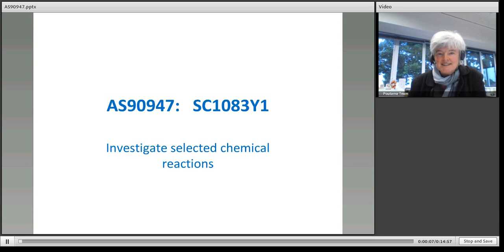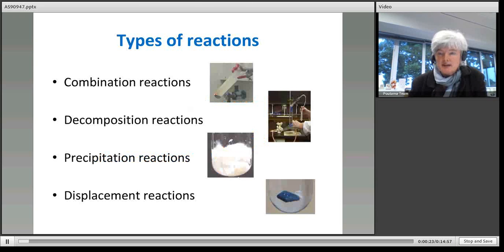Kia ora. This is a short overview of the assessment task that you'll get for the 90947 standard. You'll either get the SC1083Y1 or the SC1083Y2. So let's have a look at what you're going to have to do.